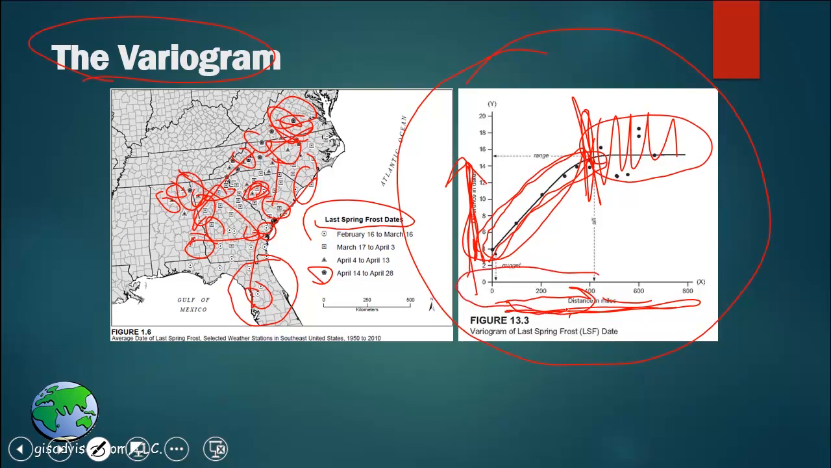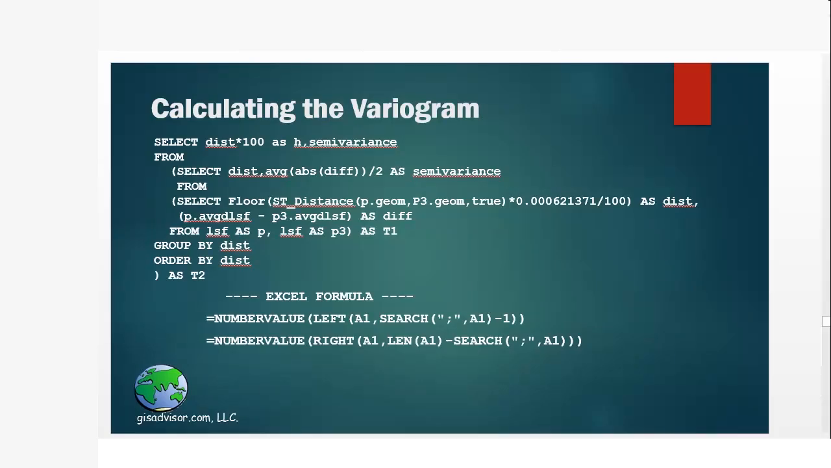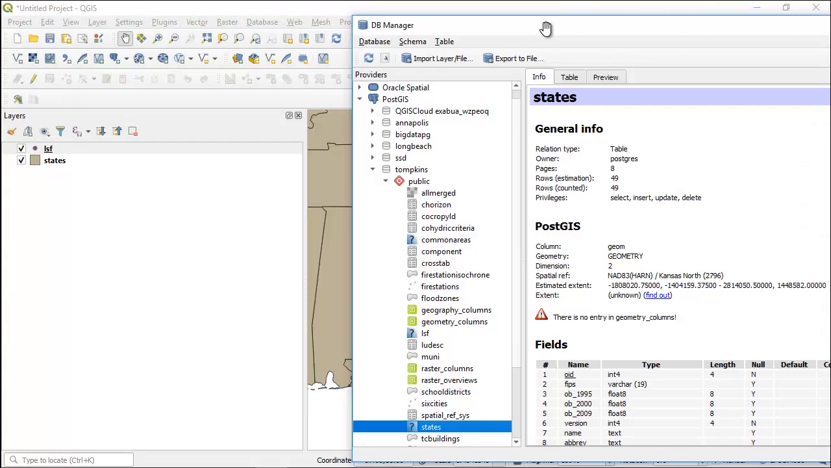So in the case of last spring frost, and this is in my textbook, cities that seem to be within 400 miles of each other do have a relationship with one another. But when cities become further than 400, there's no longer a relationship. And we can actually model that in SQL. So let's go through and take a look at this formula, and we'll talk it through and show you how we can calculate the values.